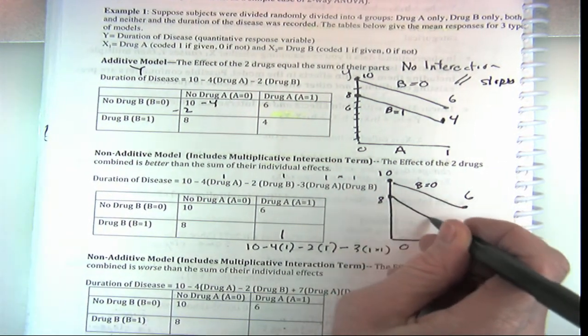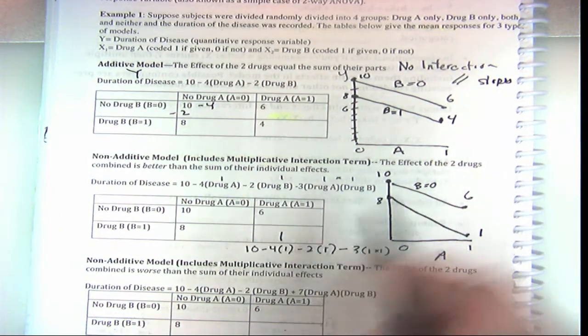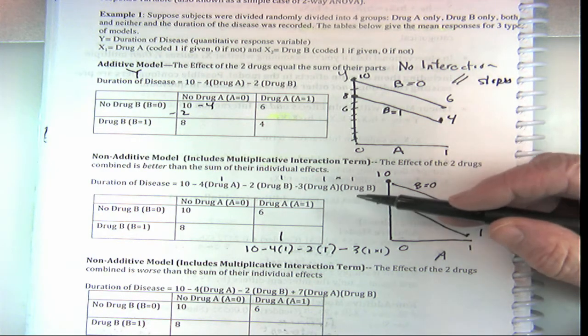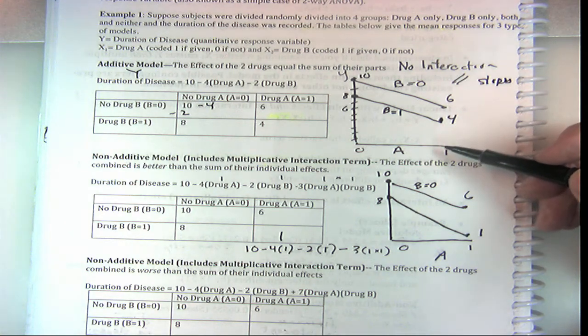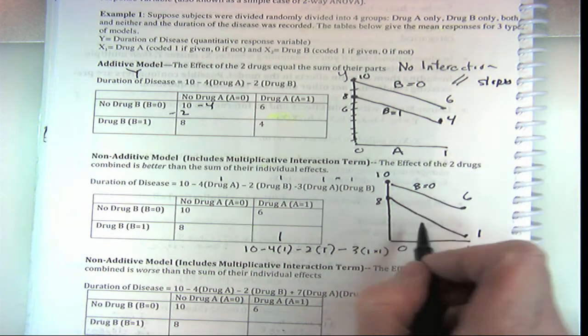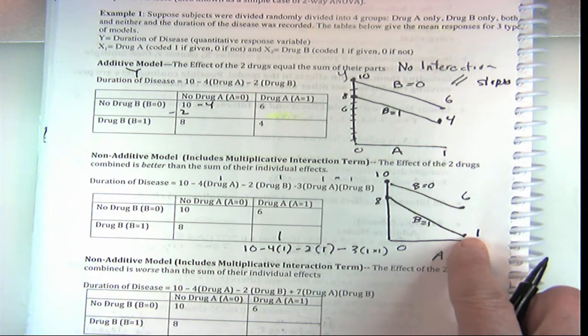So this is no longer parallel. This goes down, it basically goes down 3 right here. That's what it's telling you, that it's adding an additional effect of 3. So that's what it looks like, non-parallel slopes. That's when B equals 1. So what changes is when they're both together, at this point, 1, 1.